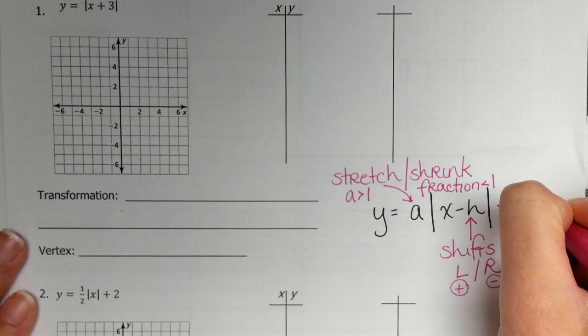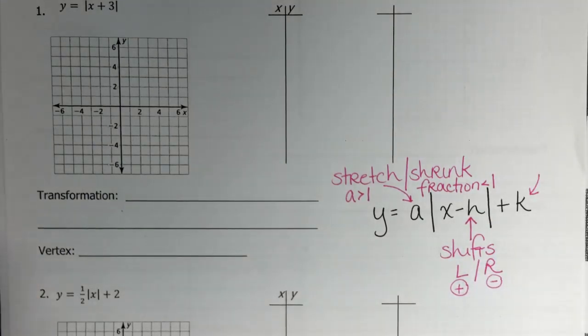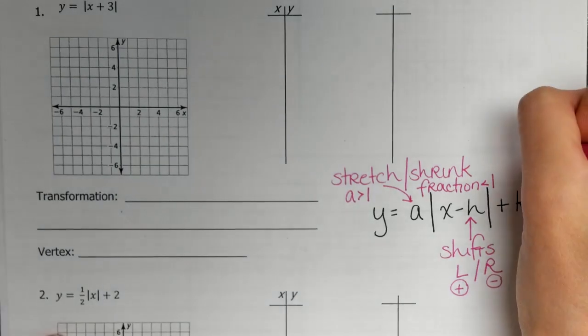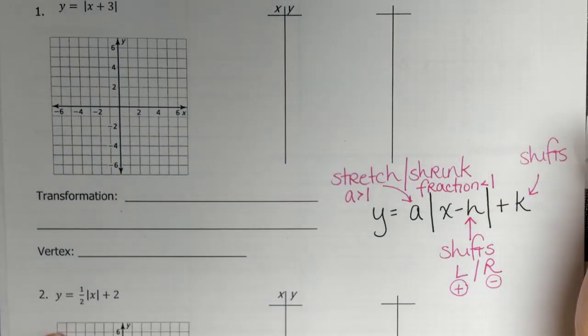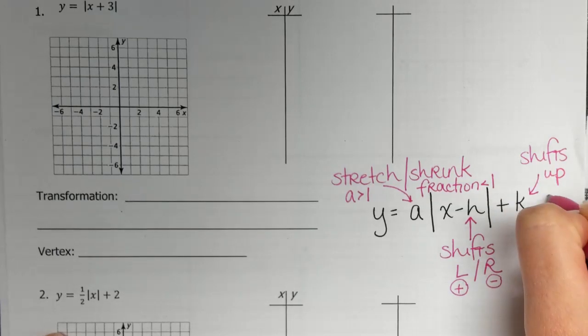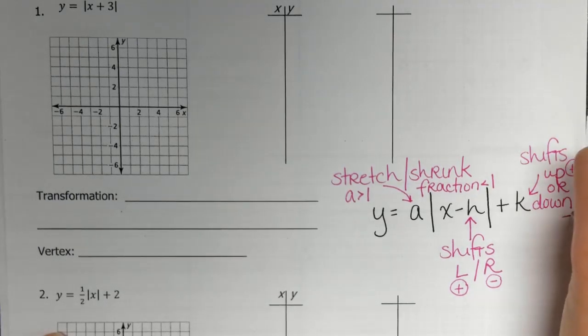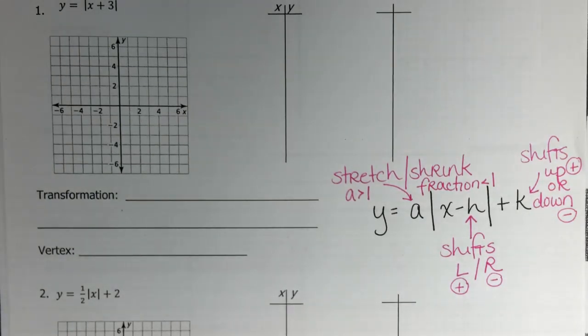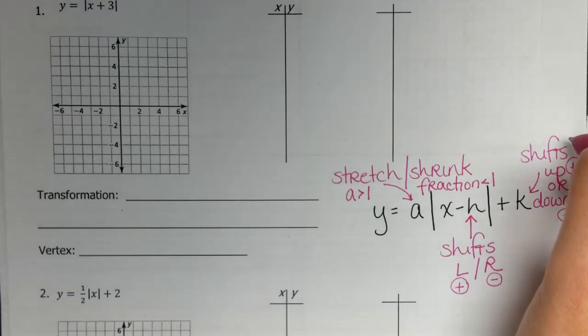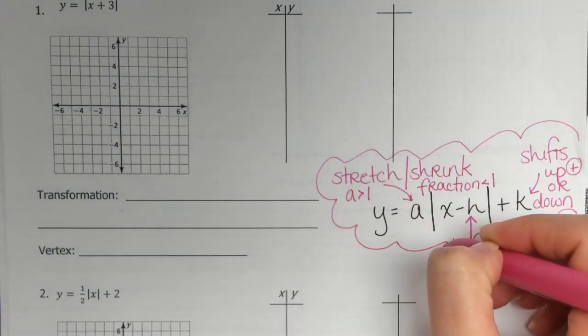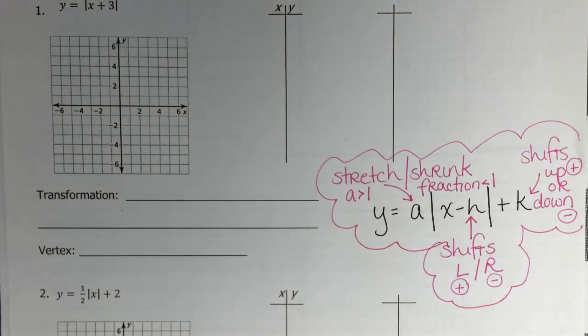And then K, it's happening outside your bars. Anything outside the bars is Y. So that's going to shift it where? Up or down? Up if it's positive, down if it's negative. Usually when I teach it like this, no one really messes up. The only time people mess up is forgetting to flip the sign for your x. Now, if there's a negative, that's a reflection. I'm not throwing that in there.